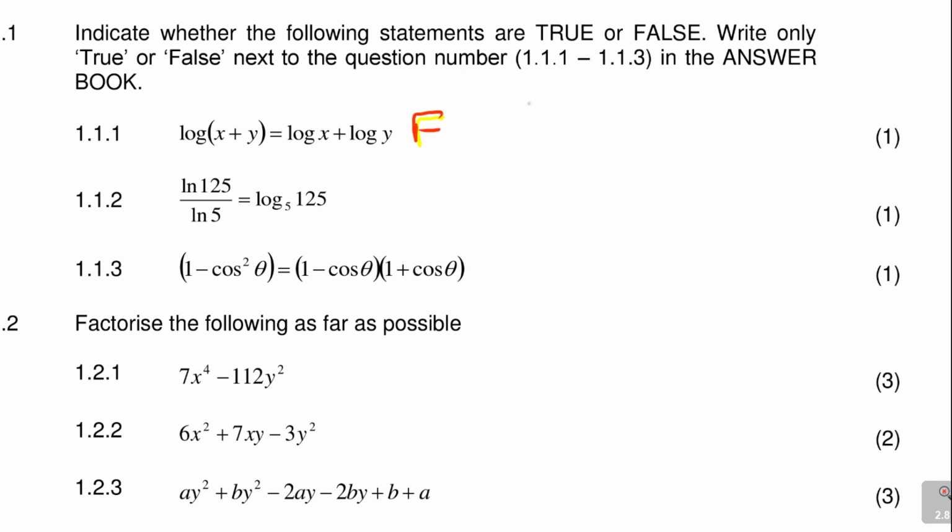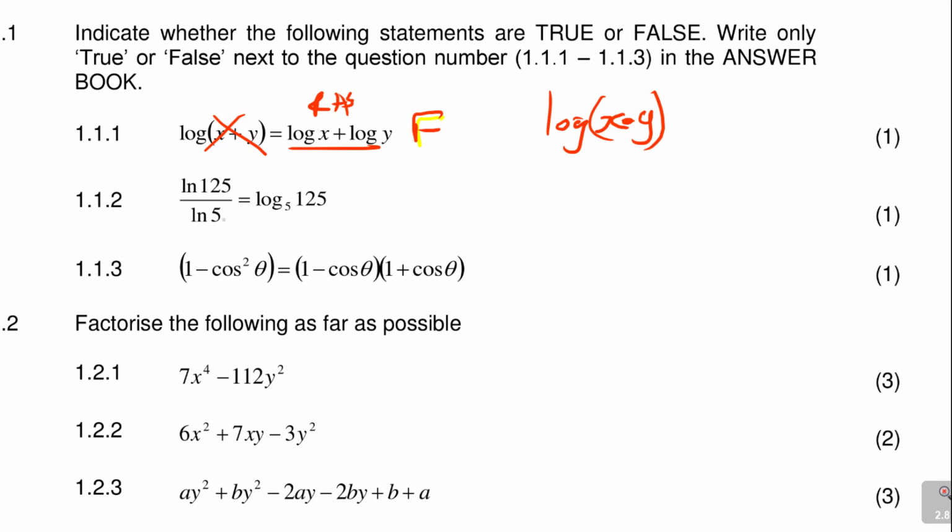Now why? Because log x plus y, I'm talking about the right hand side, is the same as log x. Remember, if you are adding, you multiply x dot y. You see, not plus, it's x times y, which is not the left hand side, so it's off. Now what about ln this over this?